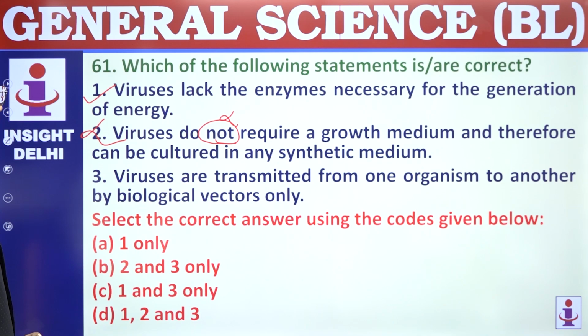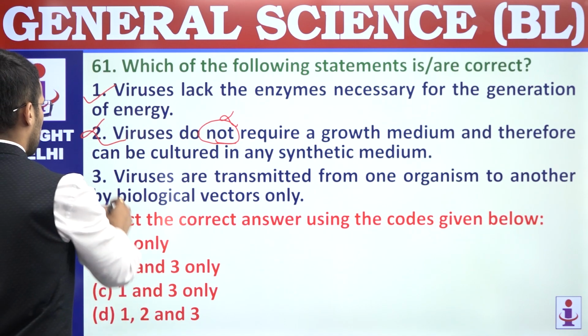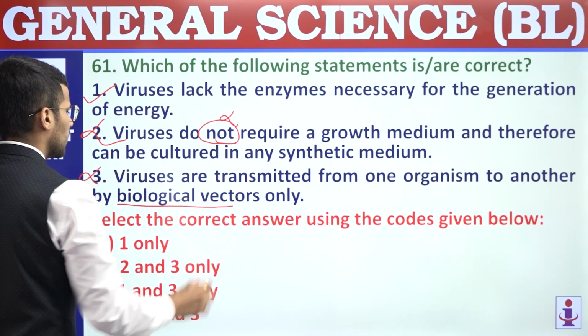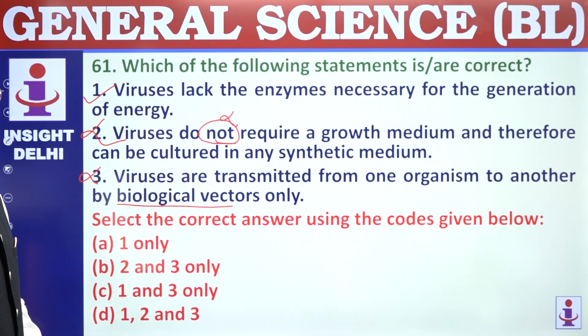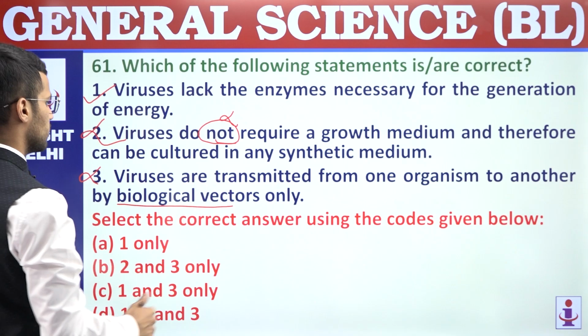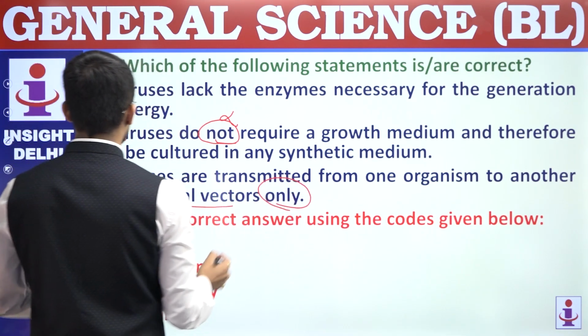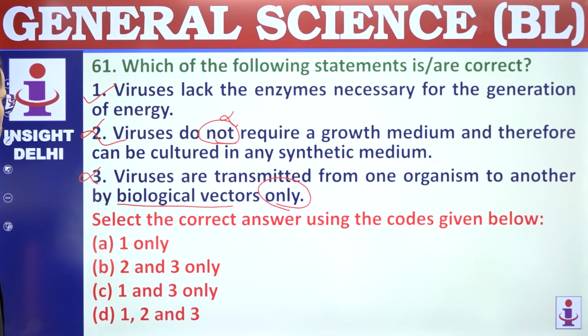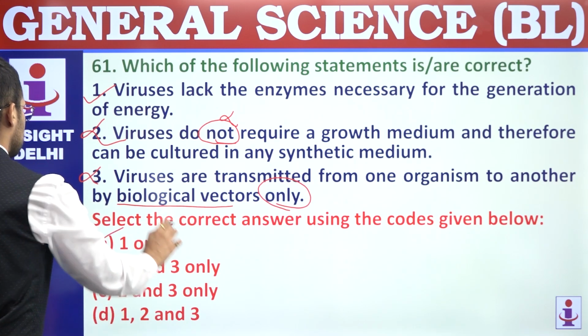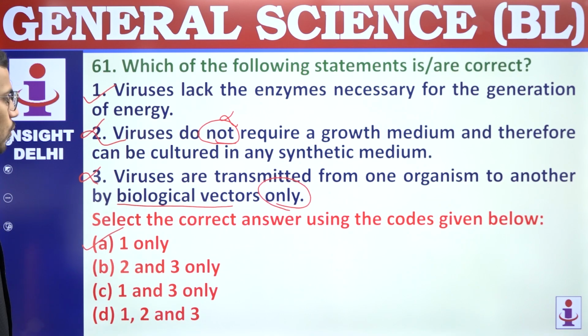Third, viruses are transmitted from one organism to another by biological vectors only. Apart from biological vectors, there are other ways as well through which viruses can be transmitted from one organism to another organism, and that's why this statement becomes incorrect. So we are supposed to find out correct statements. So only one is correct, and hence answer is A, 1 only. Question number 61, answer is A.